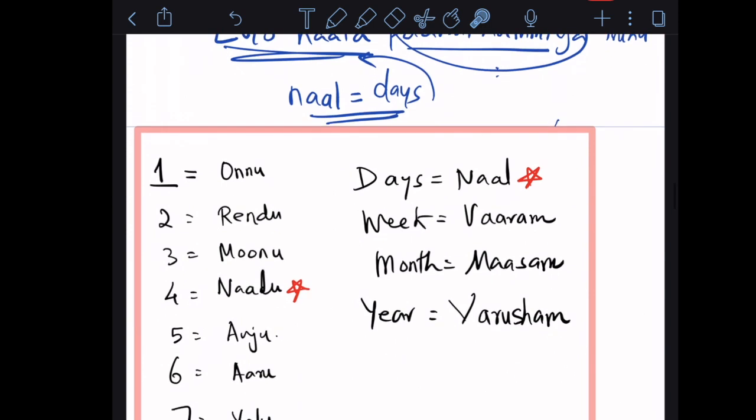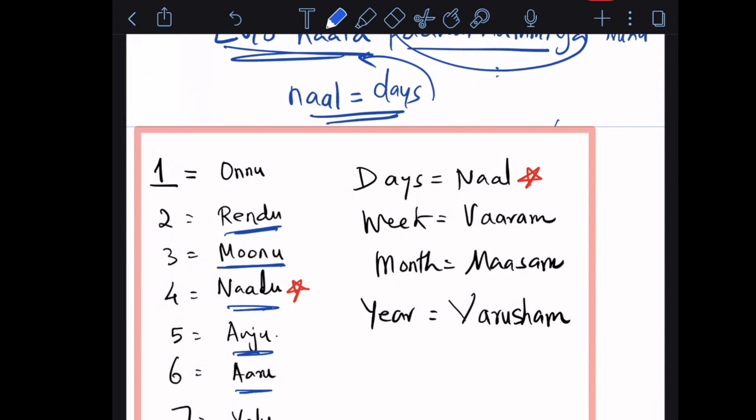right? So from 1 to 10, 1 means onnu. Okay, 1 very easy. 2 means rendu. 3 is moonu. 4 is nalu. 5 is anju. 6 is ஆறு. 7 is ஏழு. 8 is எட்டு. 9 is ஒன்பது, or some people call it ஒம்போது. 10 is பத்து. You may pause down, you may write down in your notes.